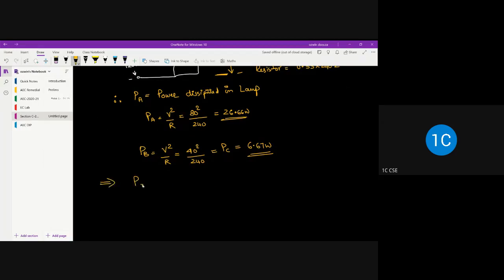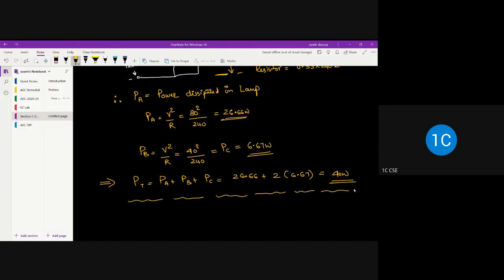So P total is equal to PA plus PB plus PC. That's 26.66 plus 2 times 6.67 plus 26.66. So that's about 40 watts, right? Are you getting 39.99 something? So that is 40 watts. So the total power consumed in this particular circuit is 40 watts. Yeah, 40.04, that's fine.